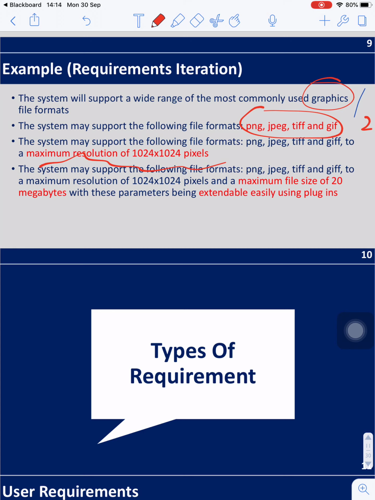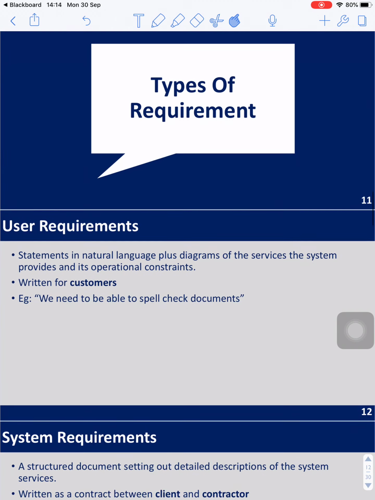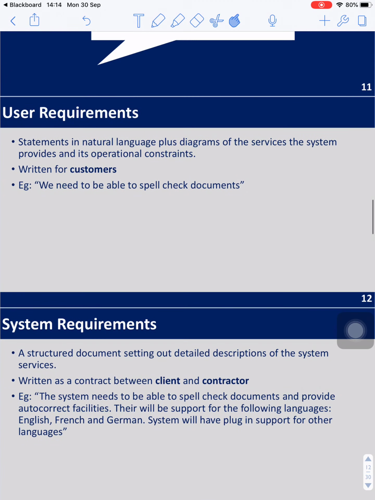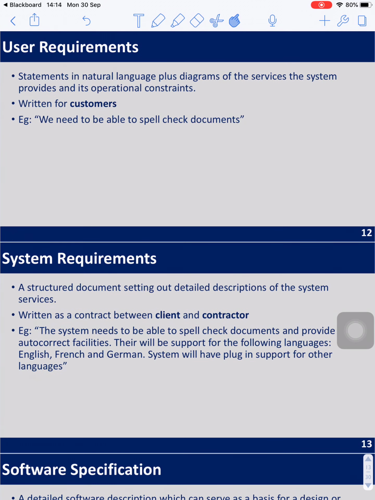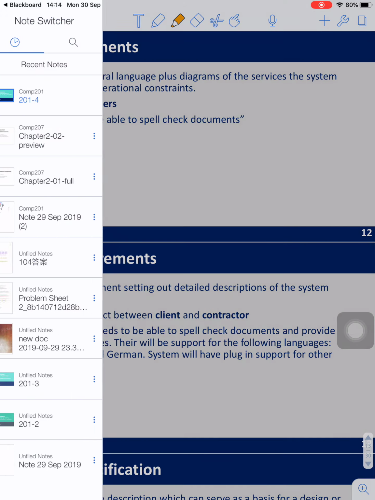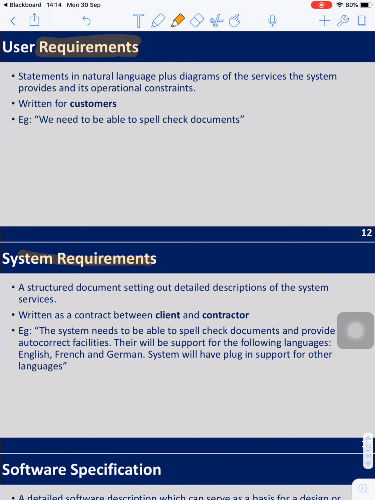And then we are going to see, not only with the max resolution pixels, we also have a maximum file size of 20 megabytes, and it can be easily extendable using the plugins. So what are the types of requirements? We have the user requirement. We have 3 types of requirement, which is user development requirements, the software system requirements, and the software specifications.